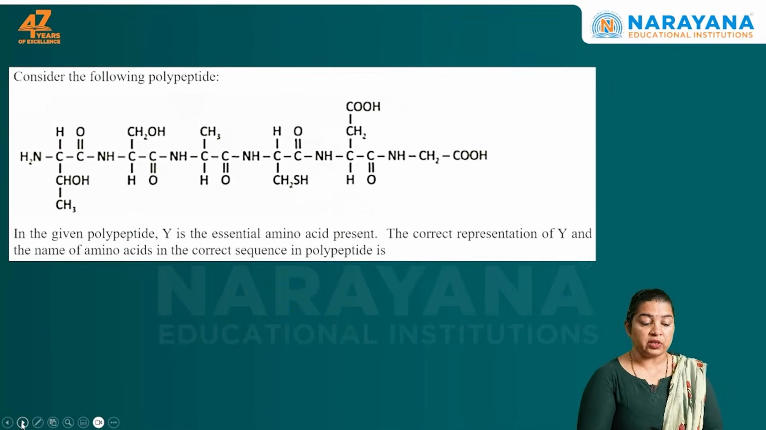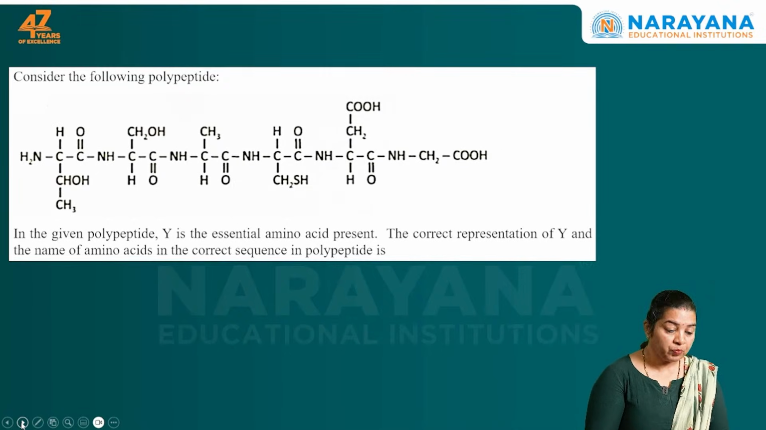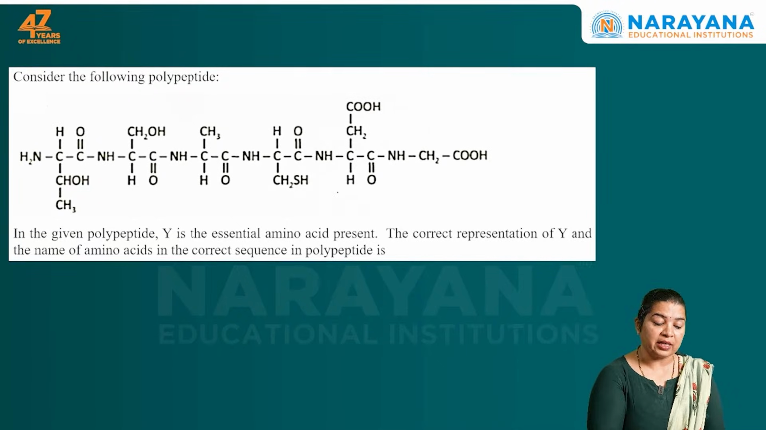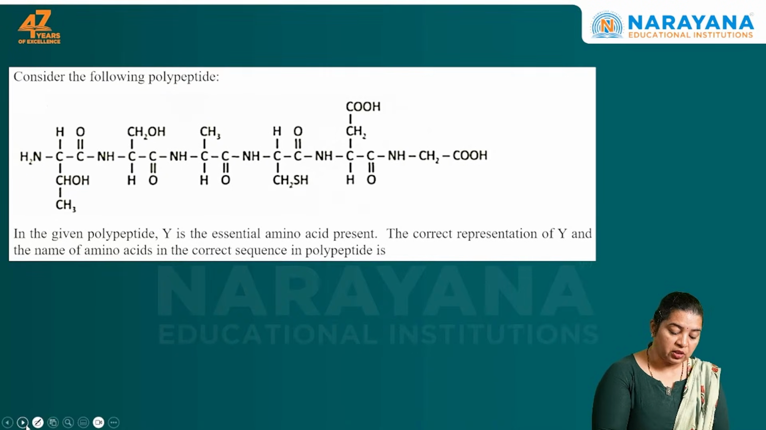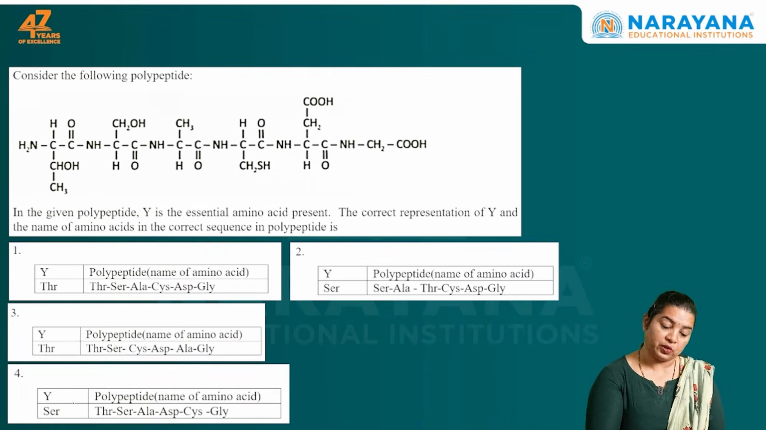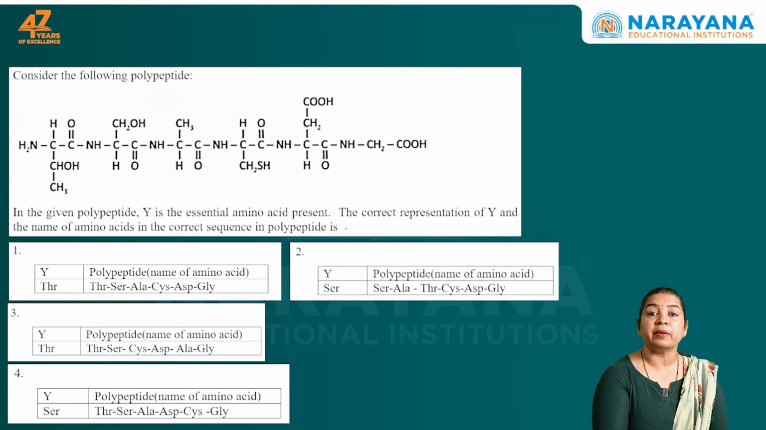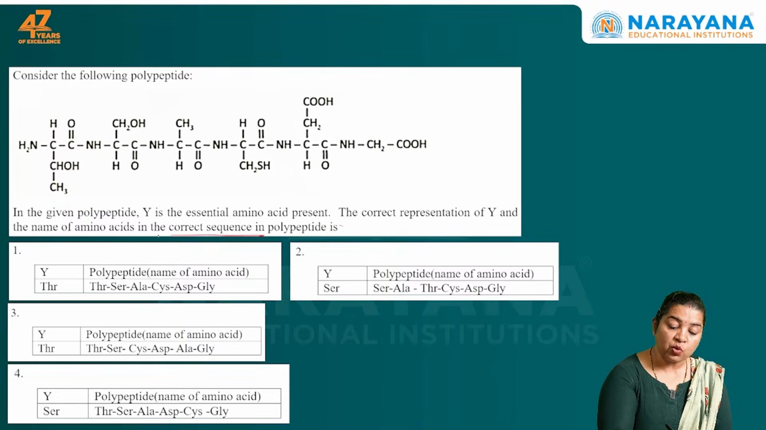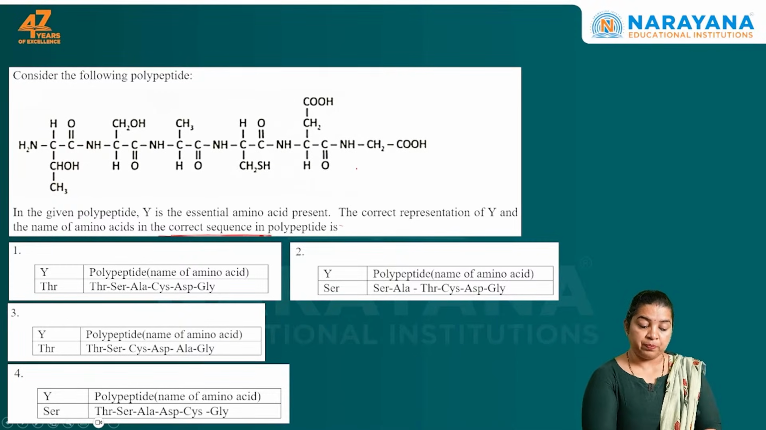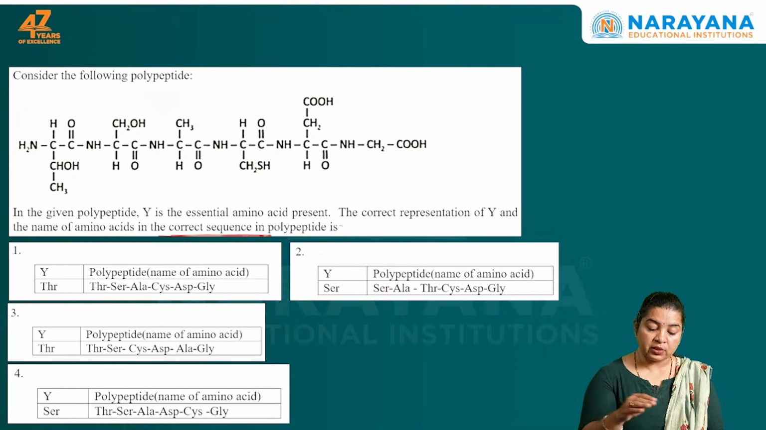A good question, though easy, but a good question. Moving to next question, biomolecules. Biomolecules, that too amino acid sequencing has been asked. Okay. Here we have just the question. On the next slide, we have all these options. Now, the question is, in the given polypeptide, Y is the essential amino acid present. The correct representation of Y and the name of amino acids in the correct sequence in the polypeptide is. Now, for the correct sequence, you have to identify the names of all these amino acids.